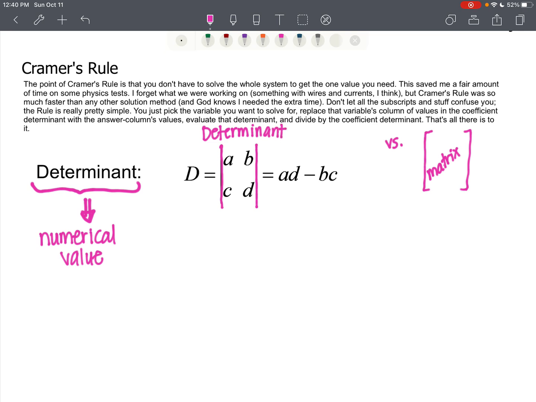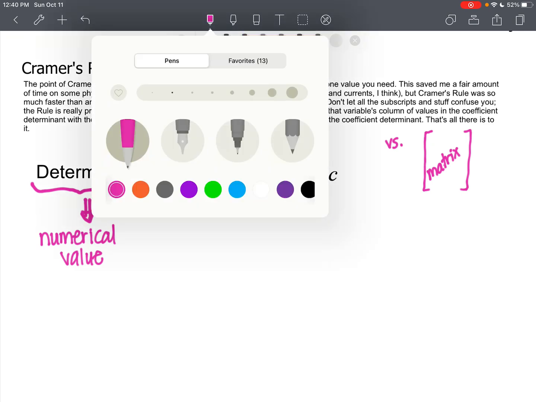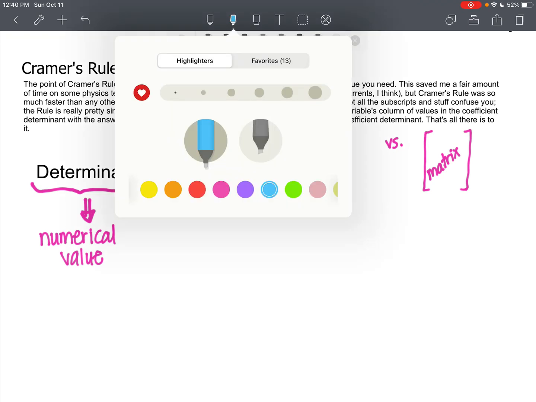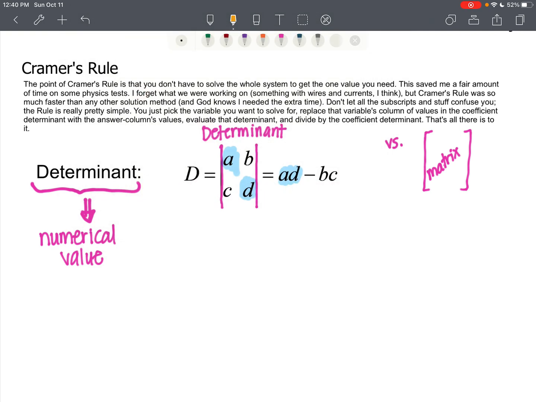So we're going to have a 2 by 2 determinant. It's going to have an equal number of rows as it does columns, and we're just going to work with 2 by 2s because that's really all we need to work with here. You're going to take A times D, and then you're going to subtract from that B times C. So A times D minus B times C.